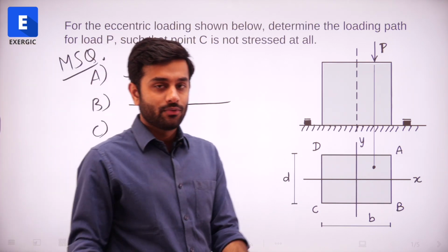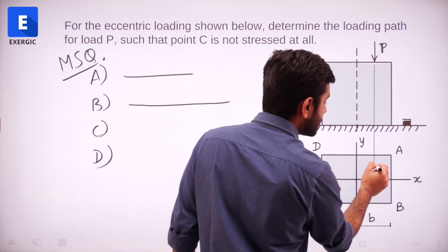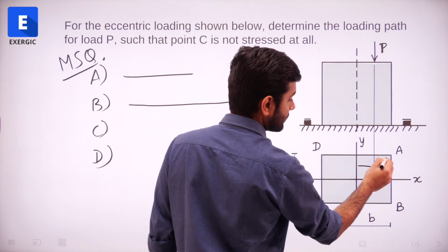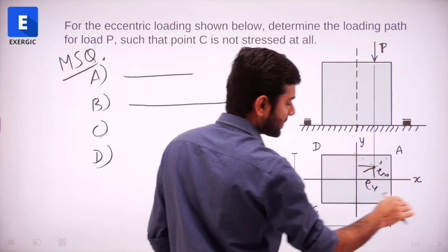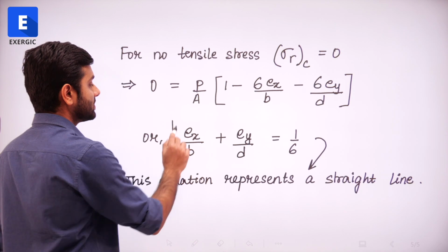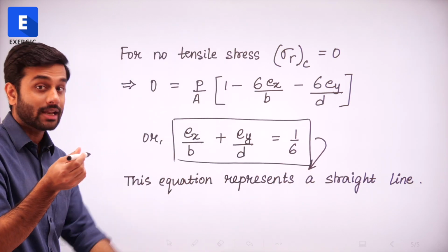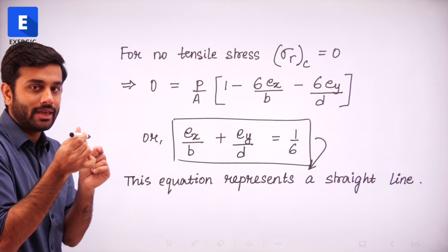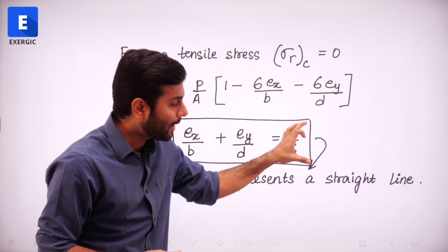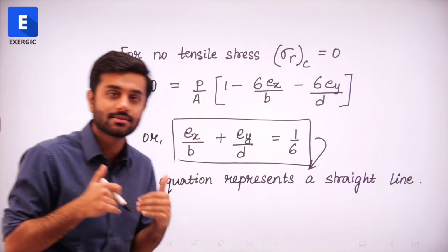So basically, if you want to keep the value of stress at point C as 0, then whatever is the point where you are applying the load, that is having some e_y and some e_x, right? All the points wherever you are going to load it, there is going to be some e_x and some e_y value. The e_x and e_y values should satisfy this condition, or the point where P is acting is deciding e_x and e_y. So that point of application, that loading point, if you join all of them together, this is the line, the path that they are going to make, which it should follow to have zero stress at point C. Got it?